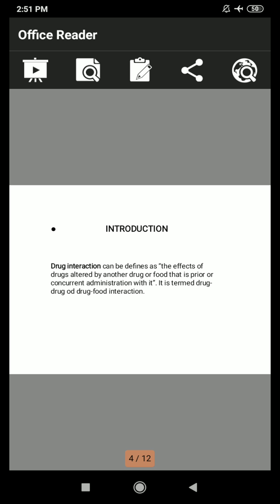What is the definition of drug interaction? Drug interaction can be defined as the effect of a drug altered by another drug or food that is prior or concurrent administration with it. Then it is termed drug-drug or drug-food interaction.